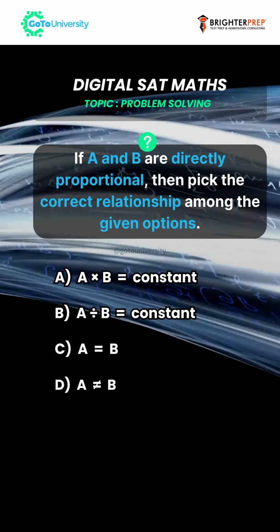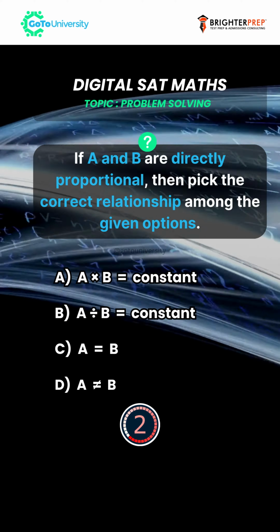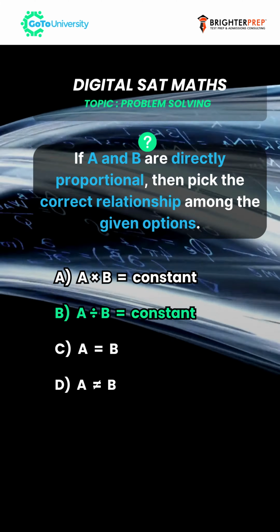If A and B are directly proportional, then pick the correct relationship among the given options. Option B, A divided by B equals constant.